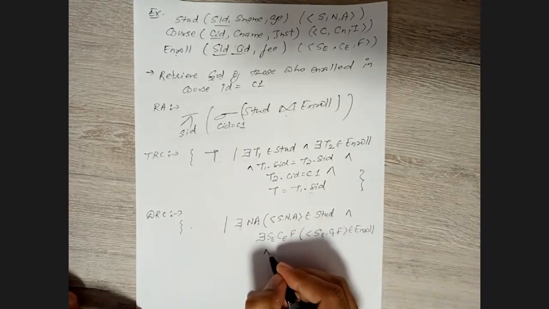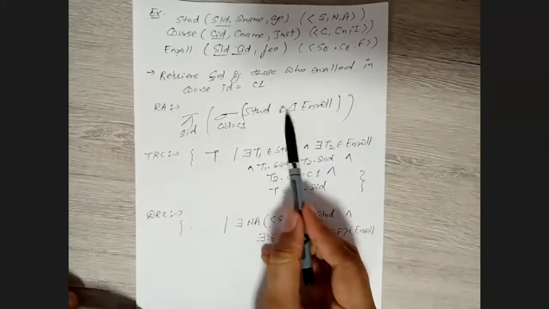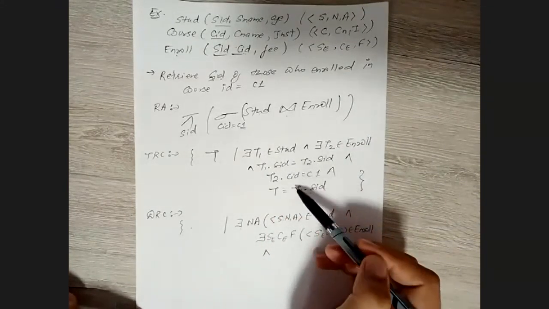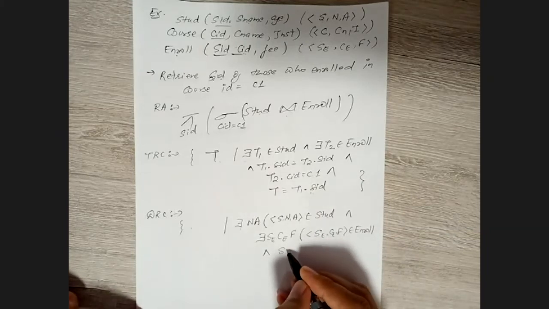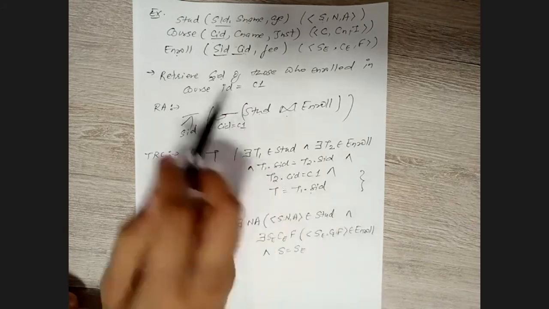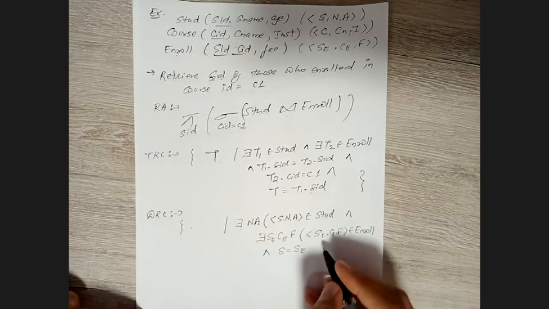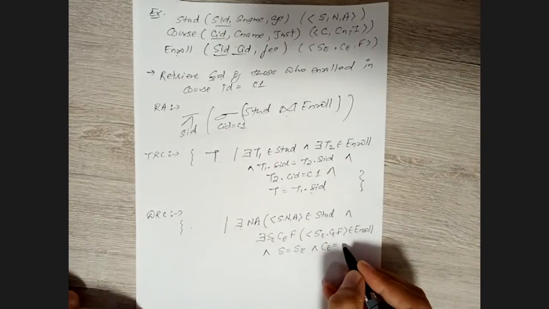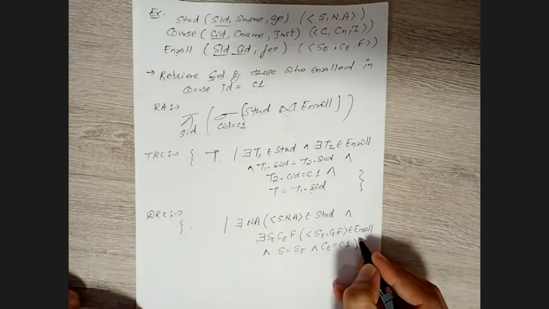And now write the conditions here. We have written the attributes for both of the tables, and now we are doing the natural join. To write the joining condition, use the names of the attributes here: S equals SE. Yes or no? Because we want the SID to be equal in both tables. So S equals SE and CE, this course ID should be equal to CE. This should be equal to what? C1. Right, that's it. Bracket close for both.